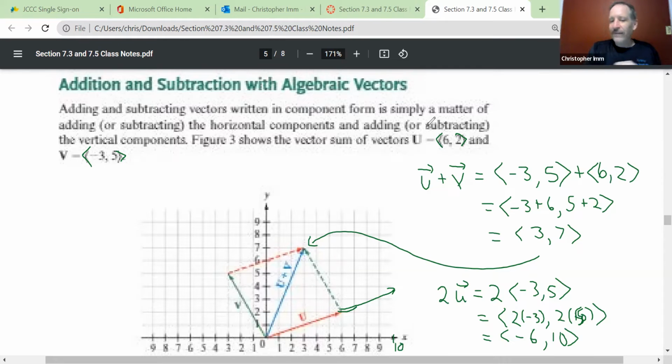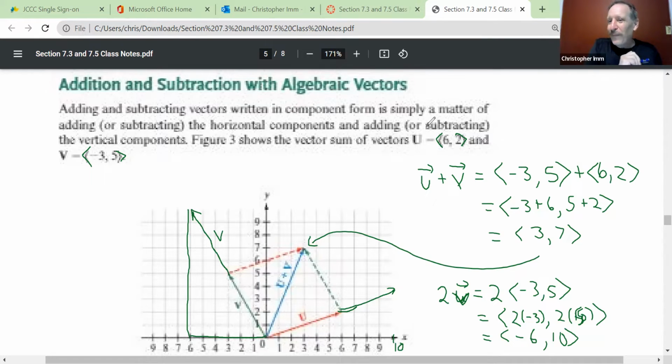Looks like I did v. So let's look at v here. This would be v. So let me double v. There we go. So this is another v. So now let's see if this works. -6, great. And +10, yes. So that is how we scale vectors together.